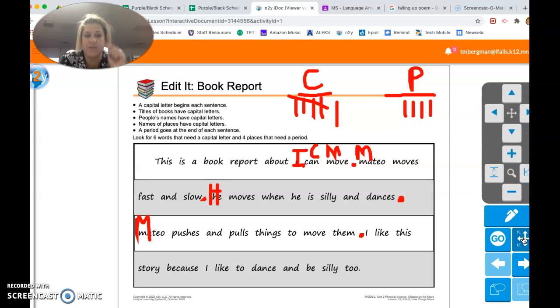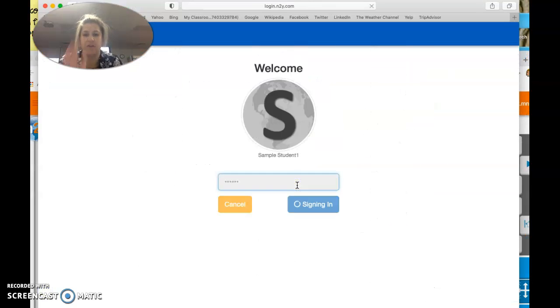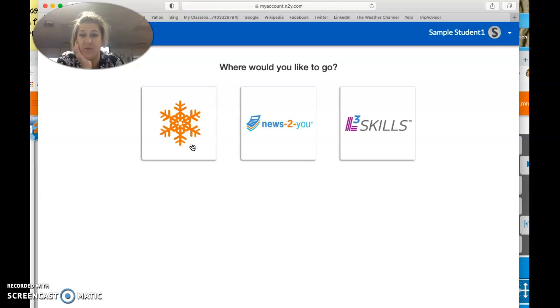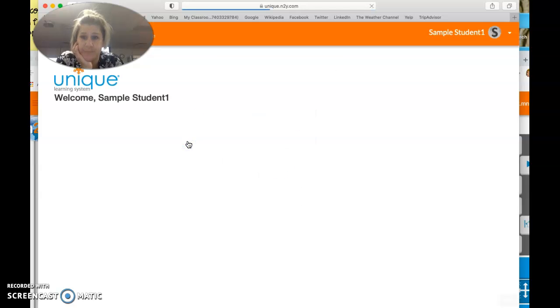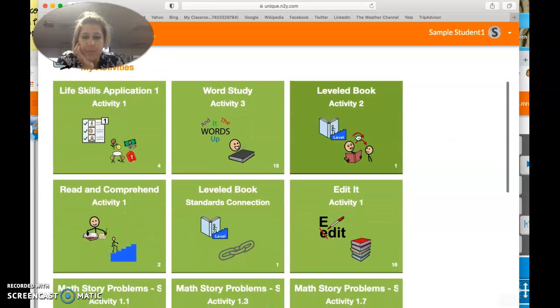When you go in and do it, make sure you go into the globe, click home, and then that will submit it so that I can see your work. Now let's go in so you can see what your side should look like. Okay, I'm gonna go ahead and log in as a sample student so you can see what it's going to look like when you log in, because there's going to be quite a few things. So remember to go on the snowflake. Here we go. So you're going to start with leveled book, and this is going to be your read aloud.